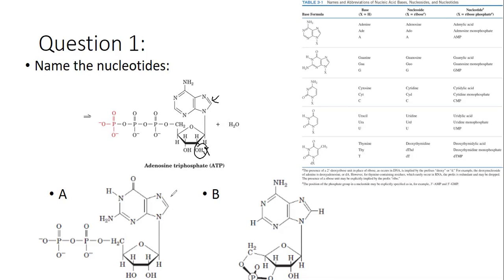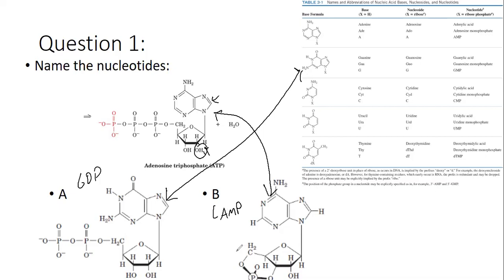So for A, GDP. For B, well, it's the same base, cyclic AMP. Monophosphate, it's only 1 phosphate. I know it's cut off for you a little bit there, but it's cycling around. So that's cAMP.